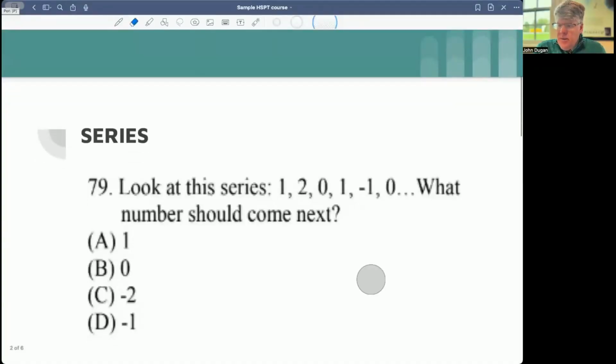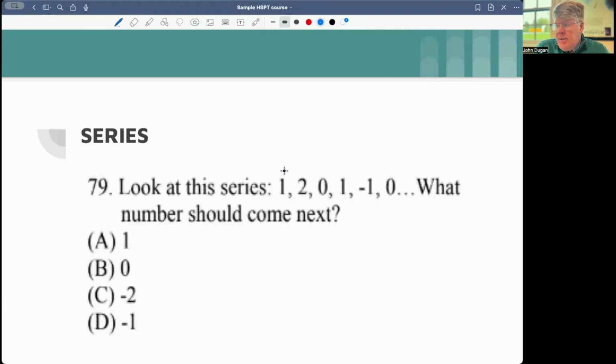All right, so here's a little problem from, I think, the second section on the HSPT, the old quantitative section. What you're trying to do is look at this series of numbers, right? One, then two, then zero, then one. Just mentally in your head, you're trying to think, what's the pattern here? It could be division, multiplication, addition, or subtraction. Those are usually the big ones, just the basic four: adding, subtracting, dividing, and multiplying.